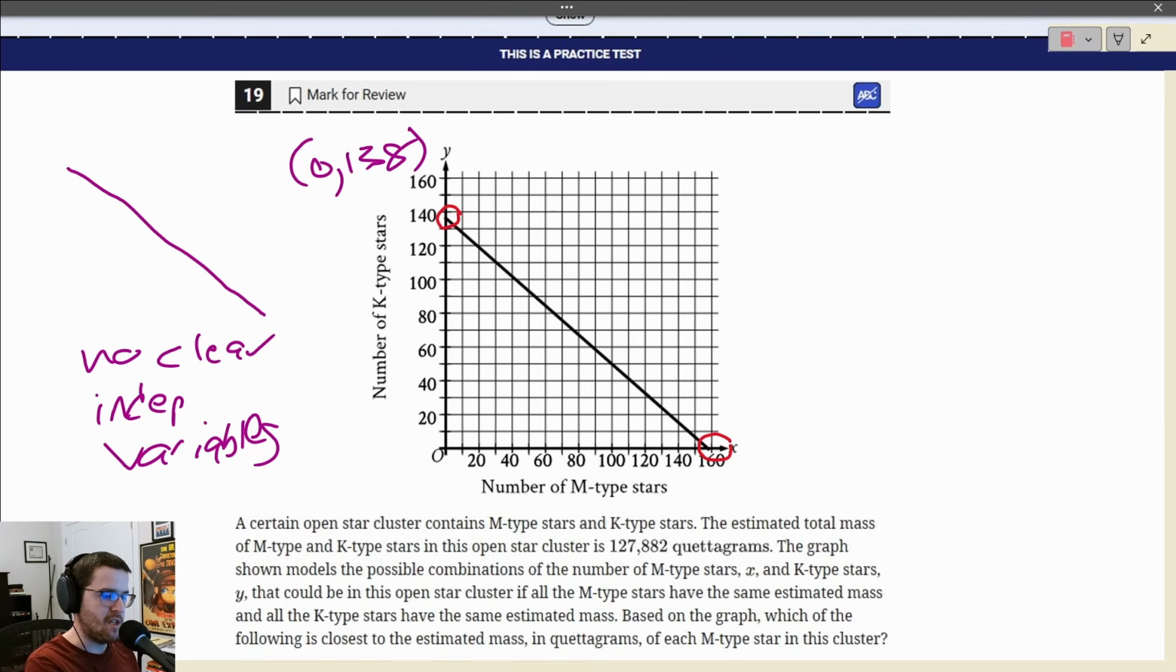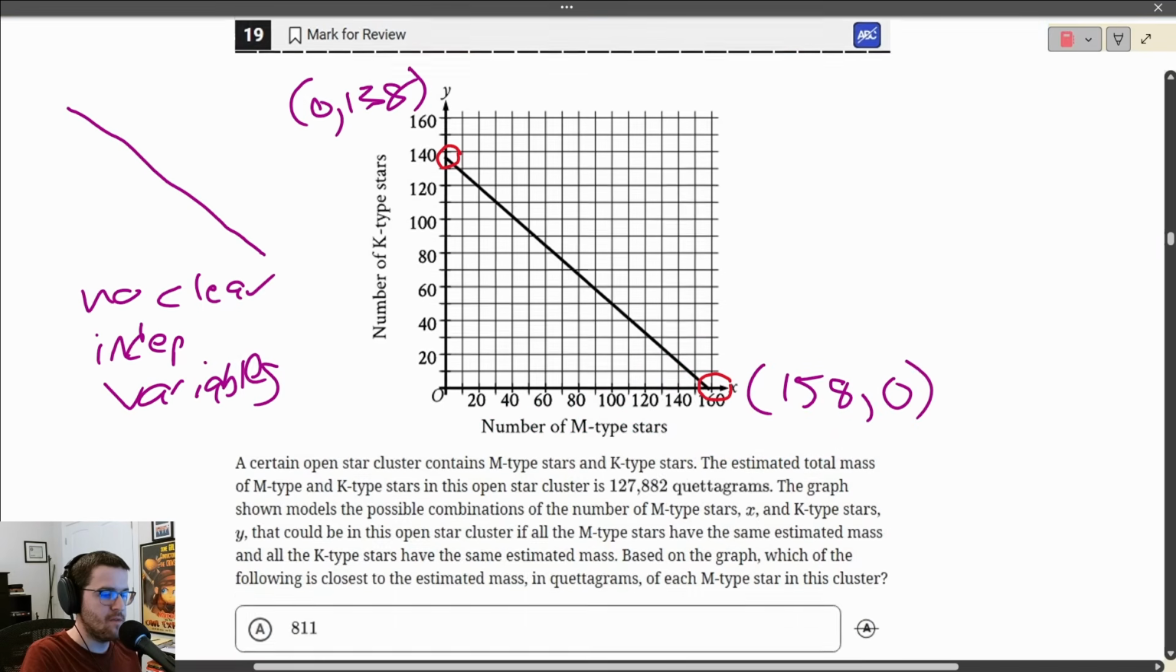And that second one is like 158, 0. It's multiple choice, so as long as we're close enough, we'll be fine. Okay, so the question's asking me at the end about M-type stars. You'll see that down here. So I have a feeling it has to do with the M-type stars intercept.